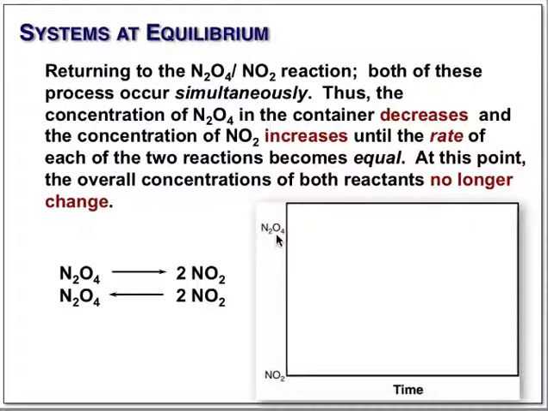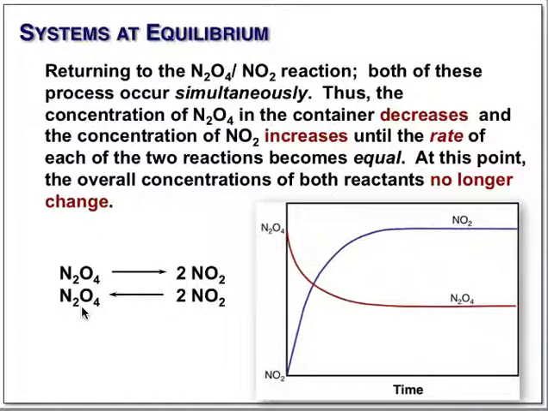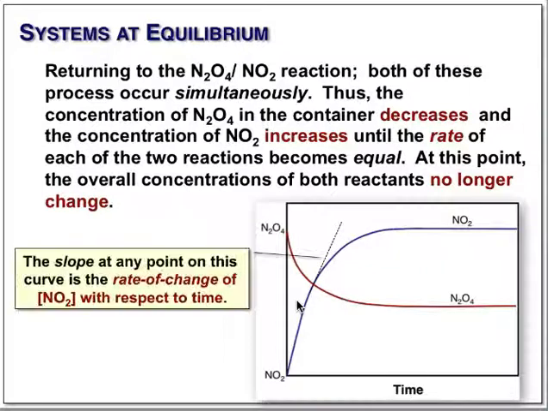Here we're going to start with pure N2O4. We're going to let it react to form NO2. As the NO2 is formed, it will then react to reform N2O4. As a function of time, it looks like this. Now when we have a curve like this, we can go to any point on the curve and draw a tangent. The tangent that we draw, in this case for NO2, simply gives us the rate of change of NO2 as a function of time. That's what the slope gives us.